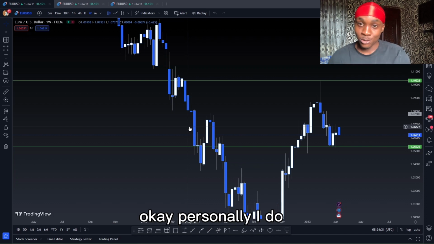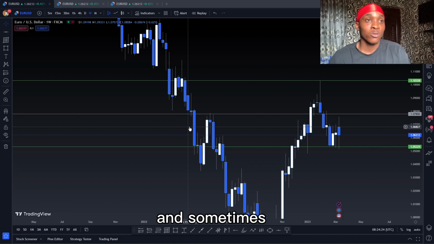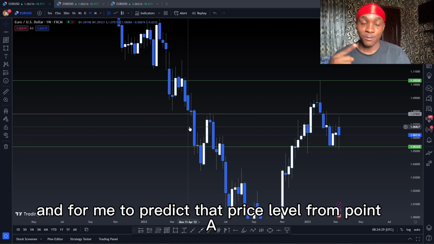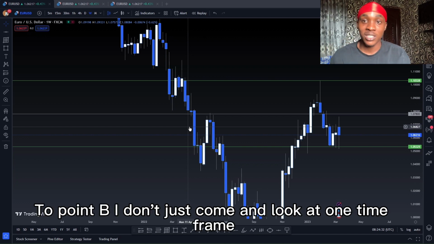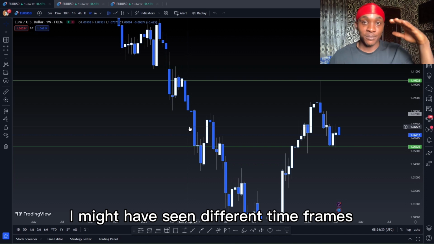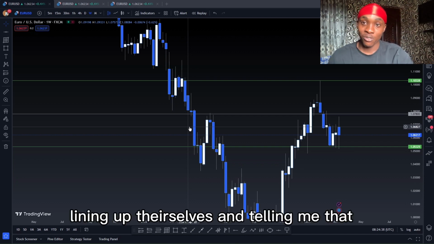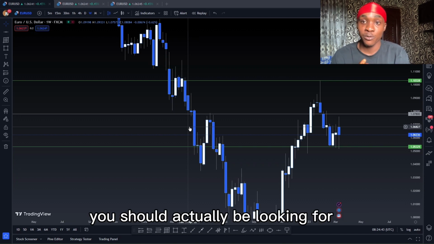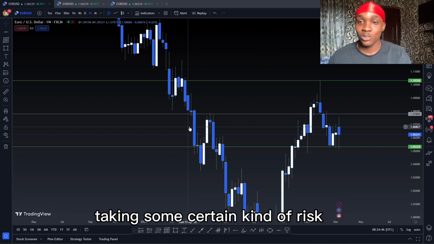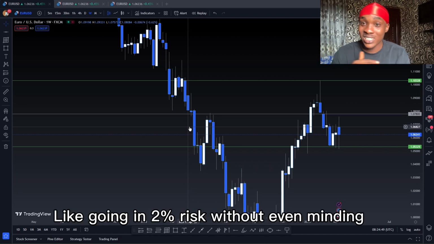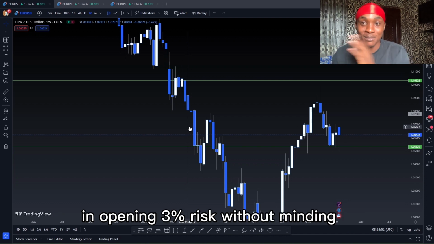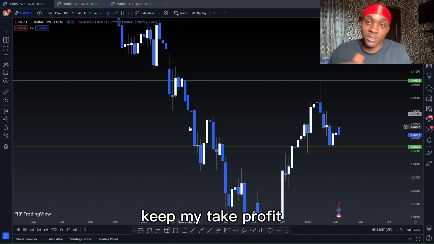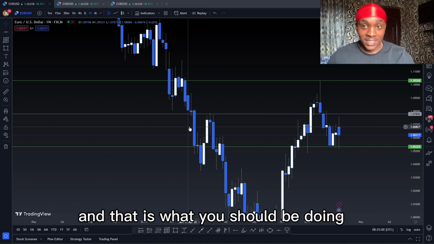Personally, this is the way I approach the market, and sometimes I do predict price levels from point A to point B. For me to predict that, I don't just look at one time frame. I might see different time frames lining up and telling me this is a very key and very strong area you should be looking for. That's why I'm sometimes confident taking certain risks on those positions, like going in with 2% risk without even minding, or 3% risk without minding. All I need to do is keep my stop loss, keep my take profit, and just go to bed. And that is what you should be doing, right?